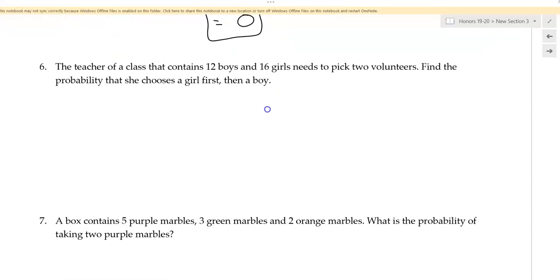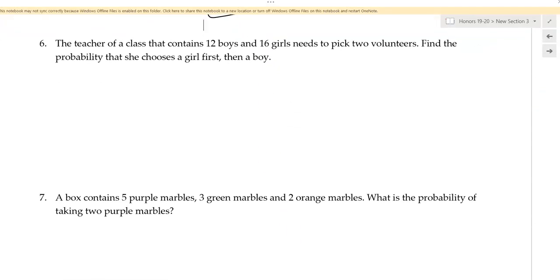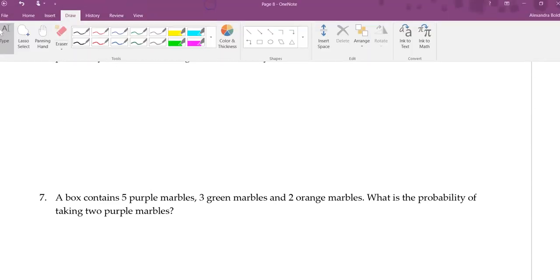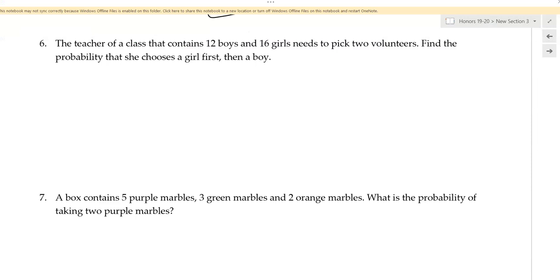All right, looking at number 6. The teacher of a class that contains 12 boys and 16 girls needs to pick 2 volunteers. Find the probability it chooses a girl first and then a boy. So if I'm just randomly picking people, well, I need 2 volunteers, right? If I choose a girl, I can't put her back because if I accidentally choose her again, then I still only have 1 volunteer. So a lot of times questions like these, it's not obvious that you're not replacing.